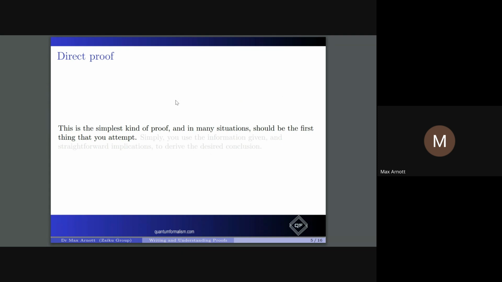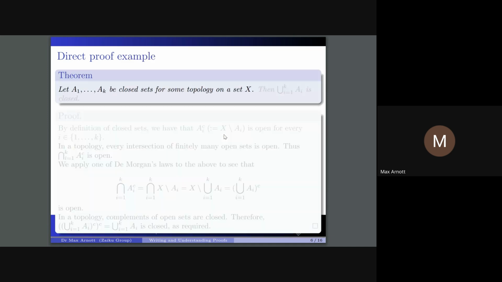Okay, so on now to the first type of proof we're going to discuss, and it's the easiest one, and it's direct proof. And as it sounds, you're just going to directly prove something based on the information that you have. So it's going to be the first thing you attempt in most situations. All you have to do is use the information you're given, straightforward implications, and you derive the desired conclusion. So the first example we have today is this one.